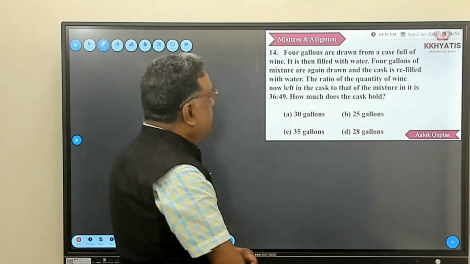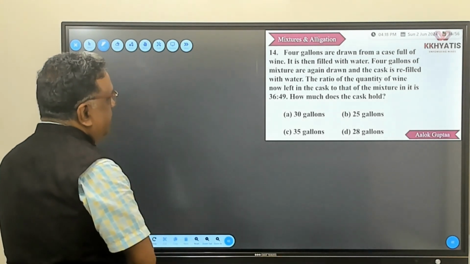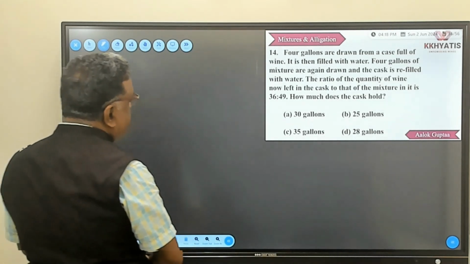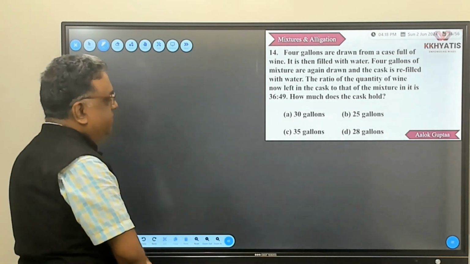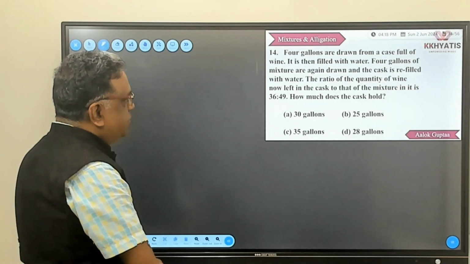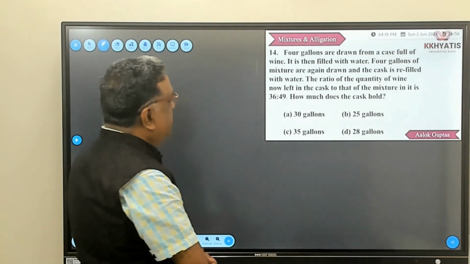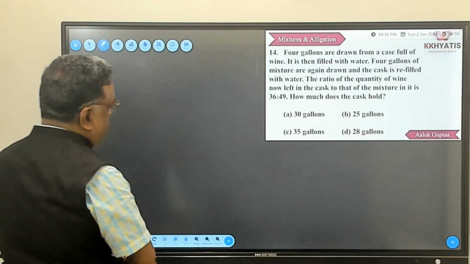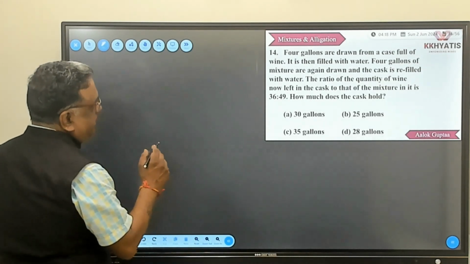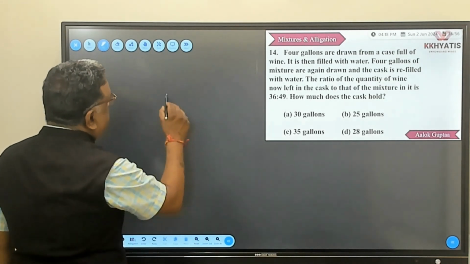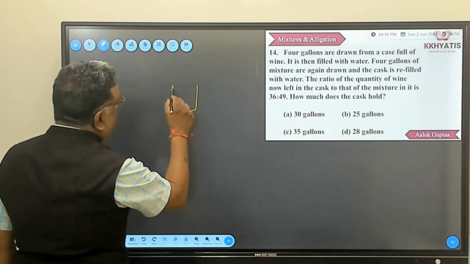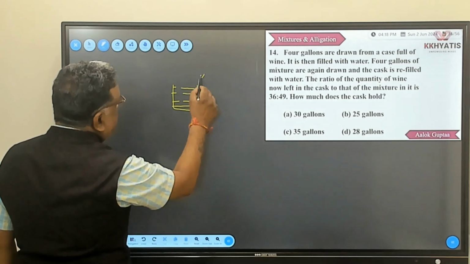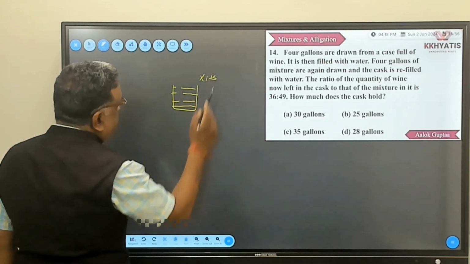4 gallons are drawn from a cask full of wine. It is then filled with water. 4 gallons of mixture are again drawn and the cask is refilled with water. The ratio of quantity of wine now left in the cask to the mixture in it was 36:49. So what are they saying? Let us say there was a can which was full of wine. So let us say there was X liters of wine.